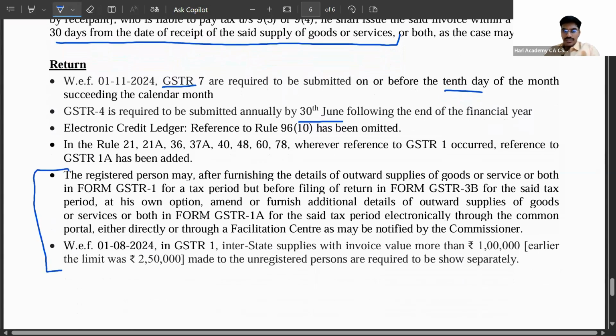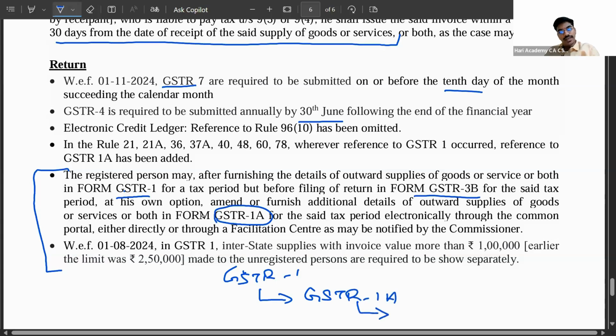So the first point is that the registered person, after furnishing the details of supply in form GSTR 1, if before filing 3B he wants to amend any of the details provided in GSTR 1, may do that through GSTR 1A. So first you will file GSTR 1, and if you want to make some changes in that, you can make the changes in GSTR 1A before filing GSTR 3B.